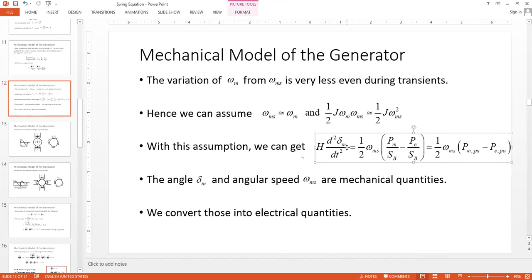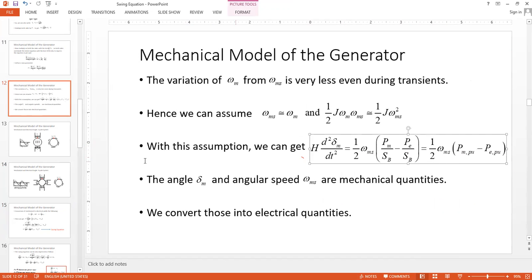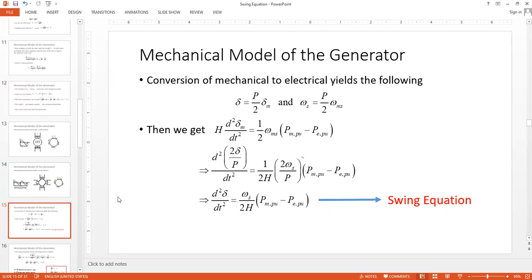So we will no more use delta M, and we will no more use omega MS. We'll replace them by the corresponding delta and omega S. So delta M can be written as 2 delta over P, and omega MS can be written as 2 omega S over P. This is what we have done on both sides. Then there will be some cancellation, 2 by P here and 2 by P here. Those will be cancelled out, and ultimately you will be left with d square delta over dt square.